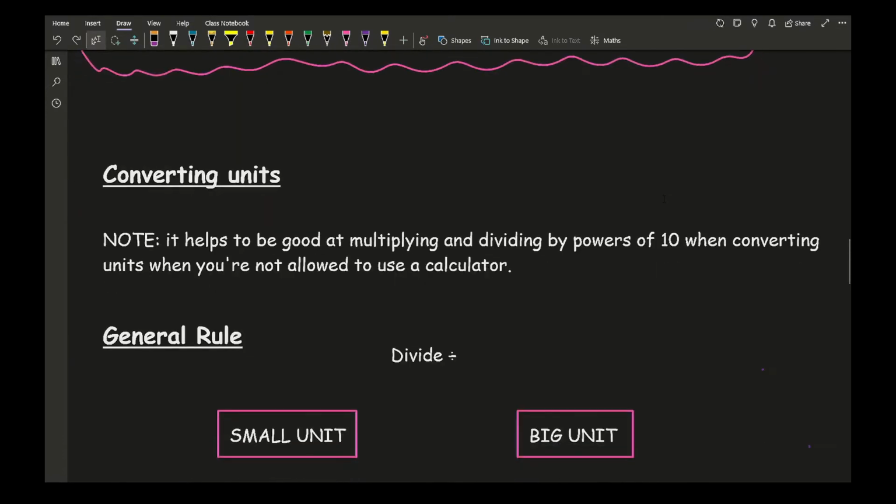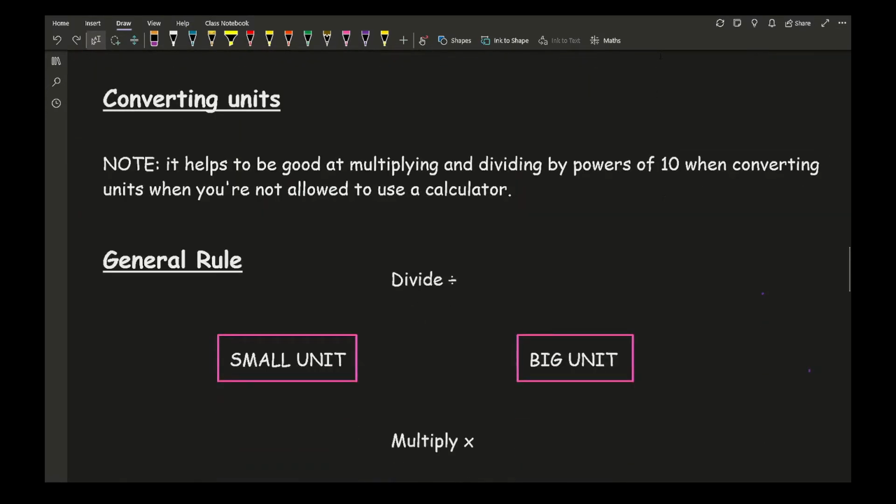Now, when it comes to converting units, one thing to note is that it helps to be good at multiplying and dividing by powers of 10 when you're not allowed to use a calculator. Remember that when you are multiplying by powers of 10, you are moving the decimal point to the right to make the number bigger, and when you're dividing by powers of 10, you're moving the decimal point to the left, making the number smaller.